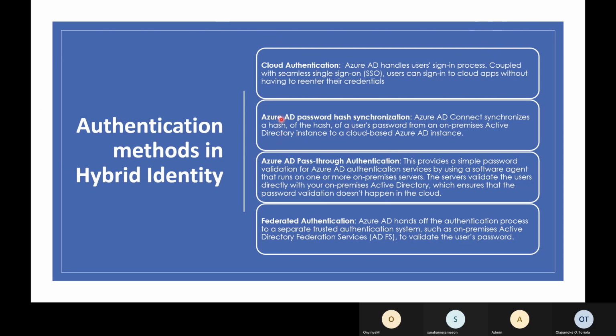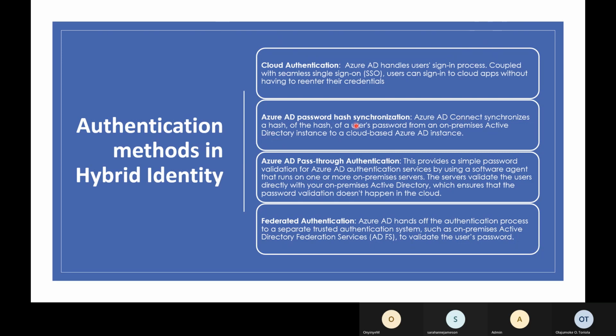Bear that in mind, that you have two types of authentication when it comes to hybrid identity. So now the very first one, which is the managed identity, has these two authentication methods, which is the Azure AD password hash synchronization. So what happens here is that your Azure AD Connect, remember what we said the last time, AD Connect is like a tool that does what? That does that synchronization between your on-premise identity and the cloud.